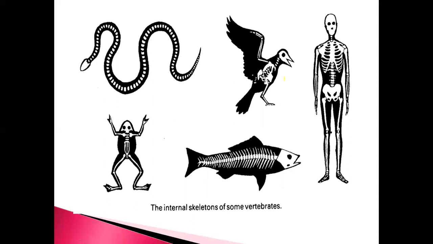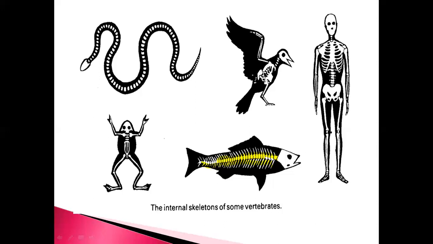Now, look at this frog. This is a frog, and this picture shows the bones inside the frog. Look at this snake. It has a lot of bones inside. Look at this bird. It has a lot of bones. And this is the backbone of the fish. Okay?